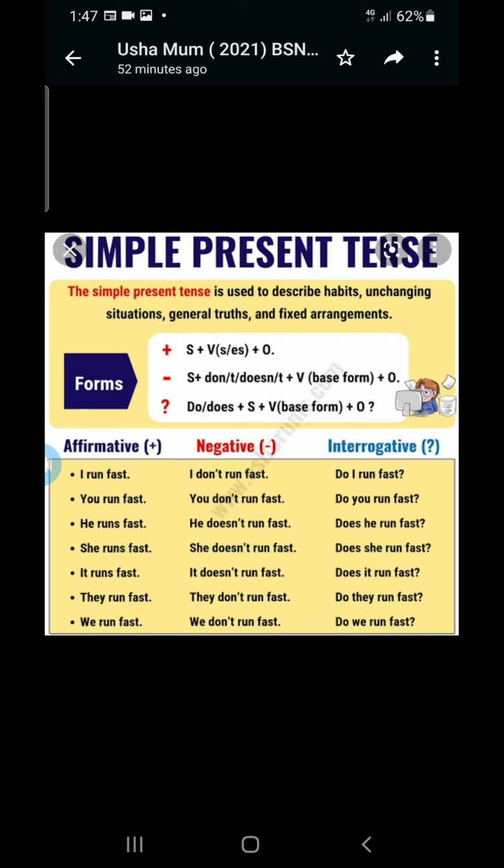Another name for this one is yes or no type questions. Okay, yes or no type questions. That is interrogative questions. Do you understand? Have you got my point now? Interrogative questions means yes or no type questions.